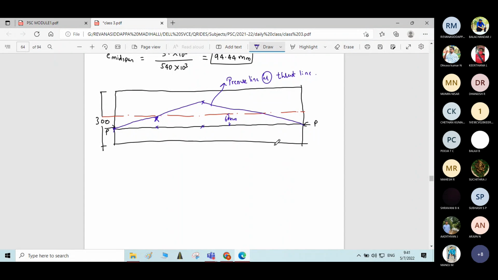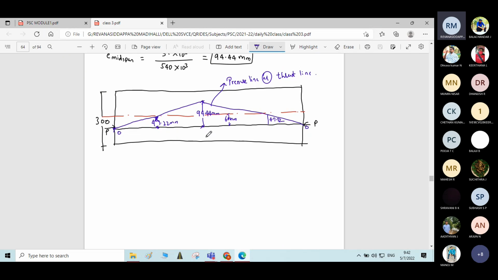Okay. So this completes the problem. Here we mentioned that value 94.44 millimeter. Here it is how much? 47.22 millimeter. Okay. So here it is 0. Here 47.22. Okay. So this completes the problem.